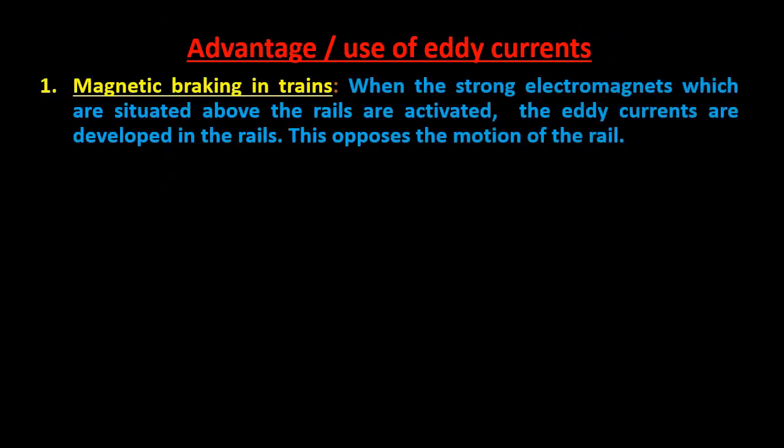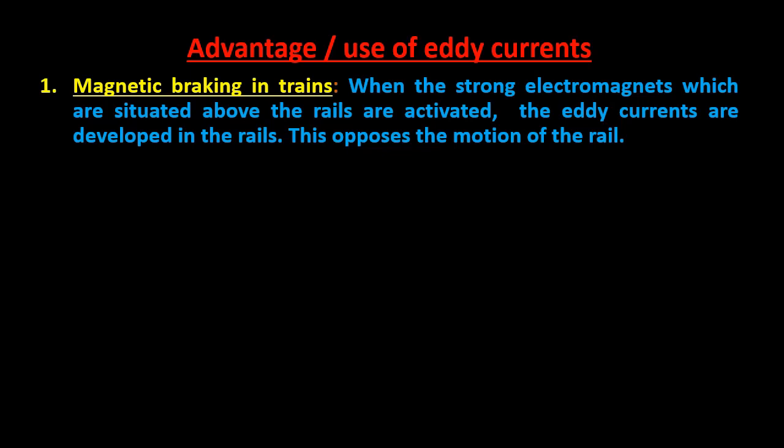Now we discuss the advantages or uses of eddy currents. First use is magnetic braking in trains. When the strong electromagnets which are situated above the rails are activated, eddy currents are developed in the rails. This opposes the motion of the train.